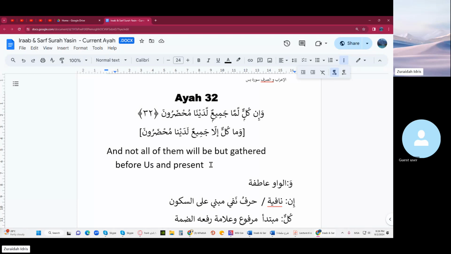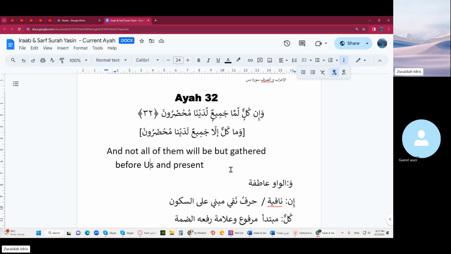So how do we say that? That's why we have the in and lama, or the ma and illa. They have no other choice, but they have to be in front of us, and we will judge them. That's basically the meaning. So how do we say that? How do we convey it? And not all of them will be gathered, but will be presented.